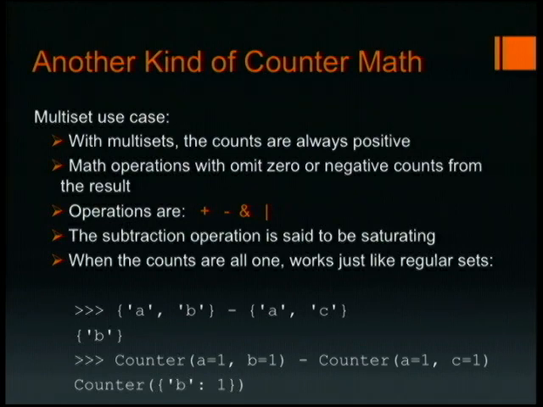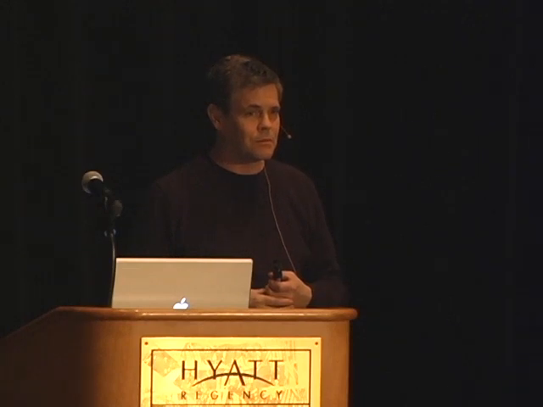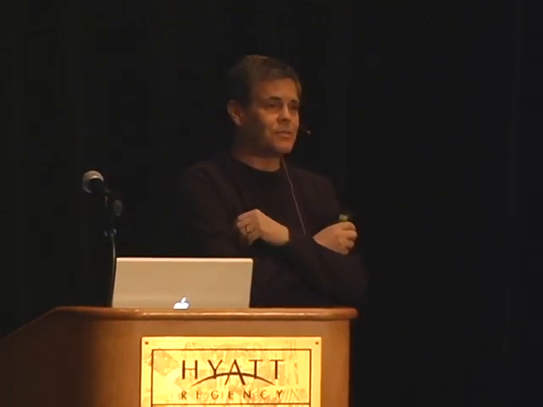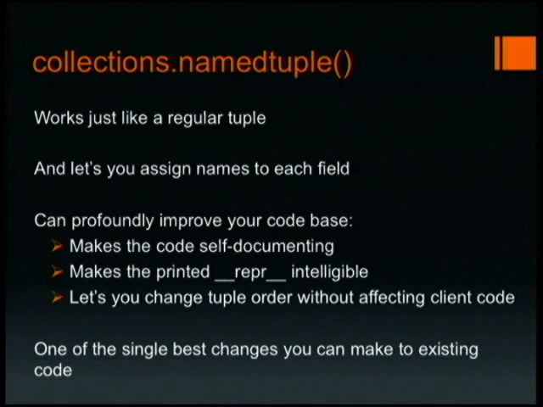Who wants to go on to something cool like name tuples? Sweet. All right. A name tuple works just like a regular tuple. But it'll let you assign a name to each field. How much is embedded in that statement? Let you assign a name to each field. That does not sound like an important capability, but it turns out it's a vital capability. It can profoundly change your code base.